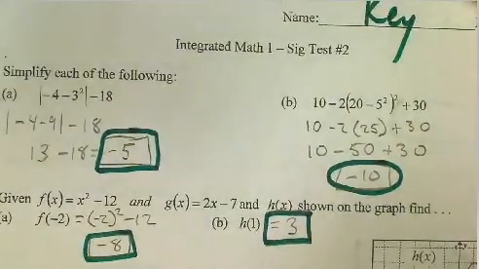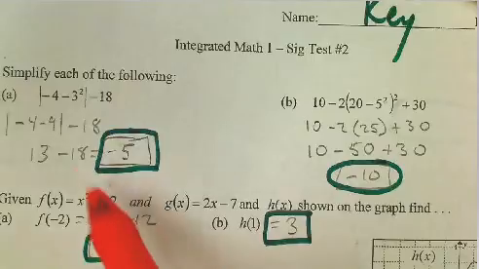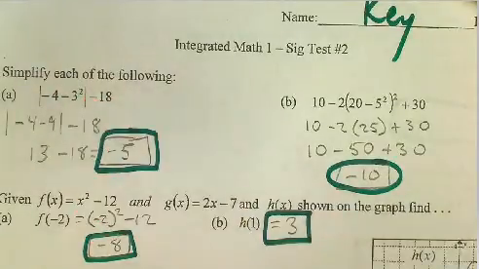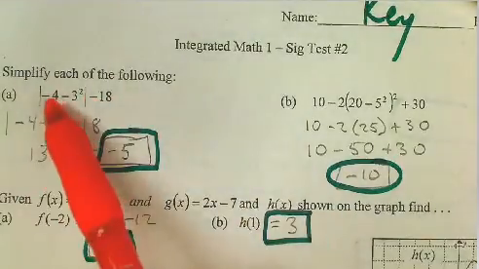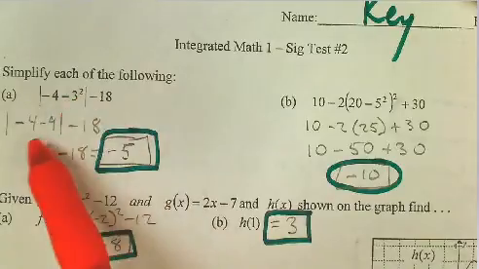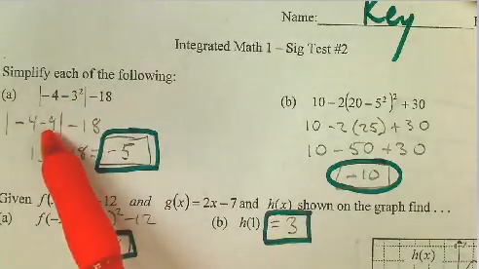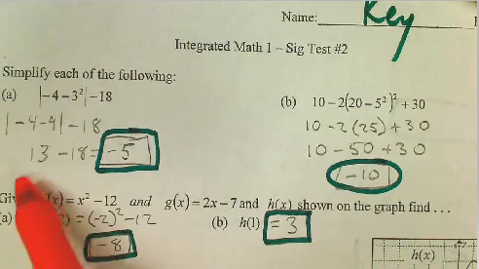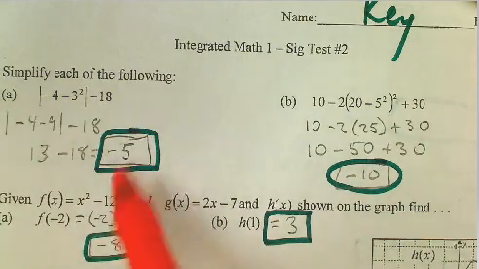Here's our Sig Test 2 solutions. Absolute value is like parentheses, so you have to do what's inside. So it's -4 minus 9, and that gives you -13, and then the absolute value of -13 is 13, minus 18 is -5.